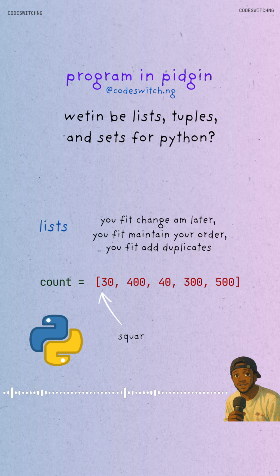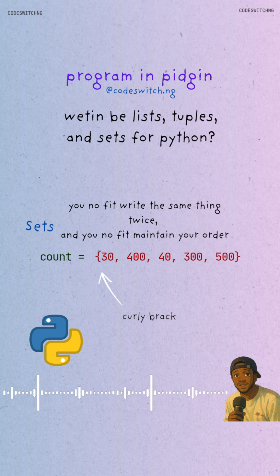Use list if you wan modify or change wetin dey in your list. Use tuple if you wan make sure say your list no go change anytime in your program. And finally, use set if you wan search for wetin dey your list quickly and effectively.